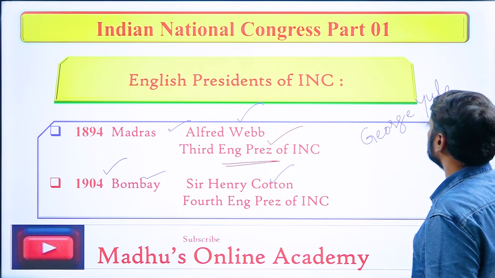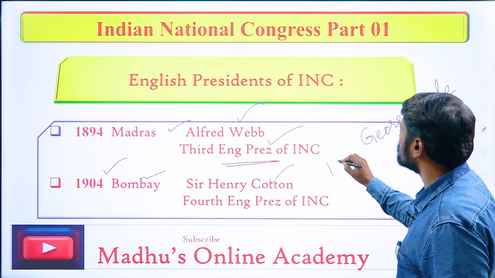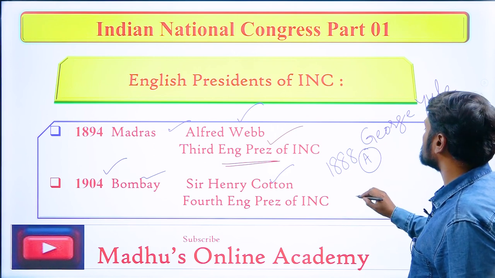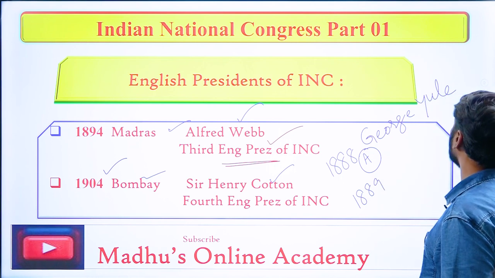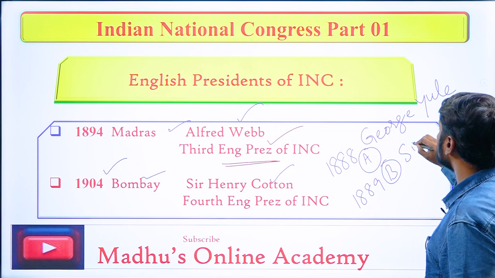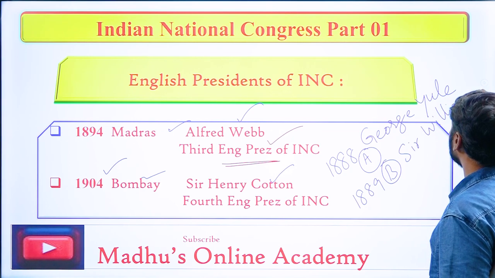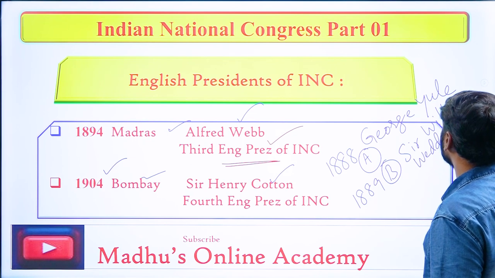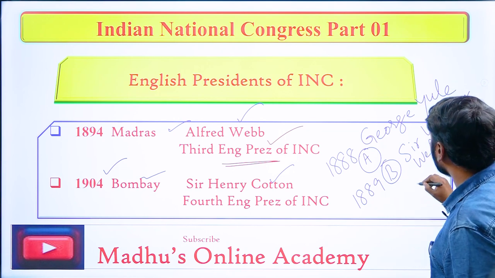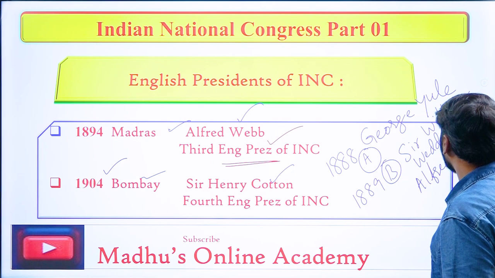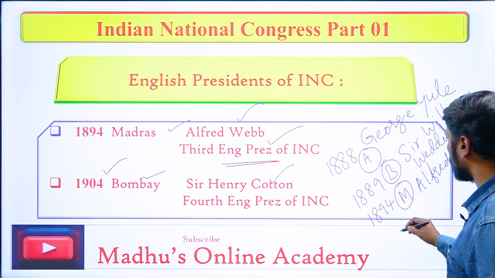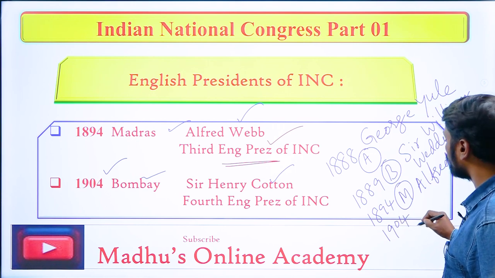George Yule. Okay. Where was this session held? This session was held in the year 1888, at Allahabad. And next, in the year 1889, as I told you just now, the session was held at Bombay, presided over by Sir William Wedderburn. And the third English president was Alfred Webb; this session was held at Madras in the year 1894. And the next session was held in the year 1904 at Bombay.